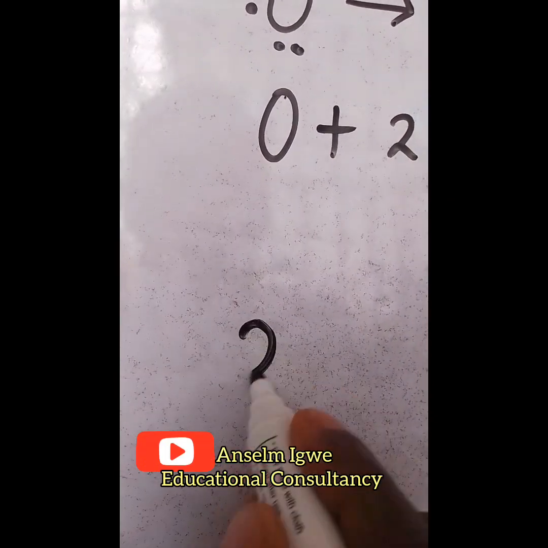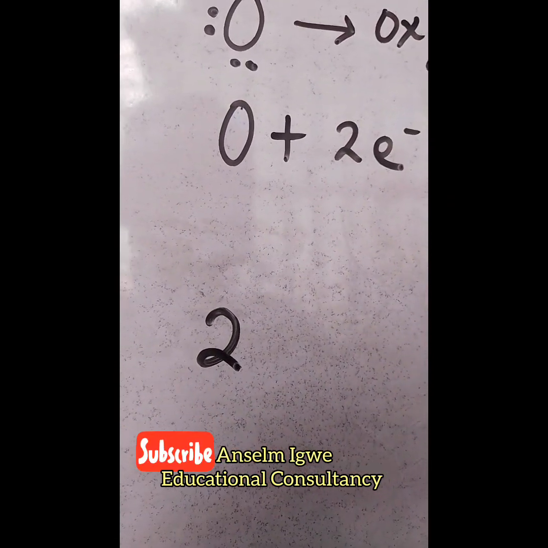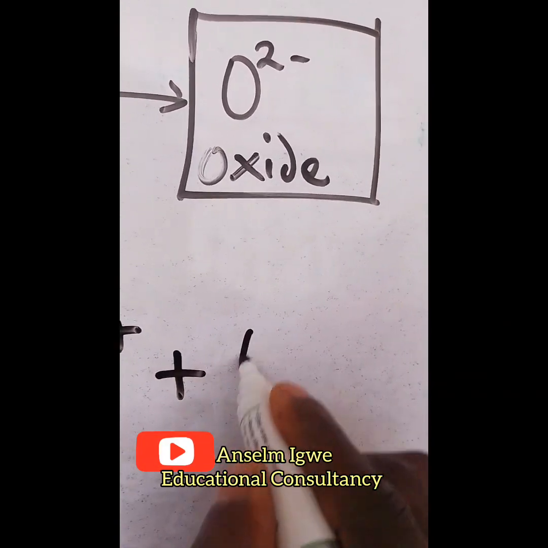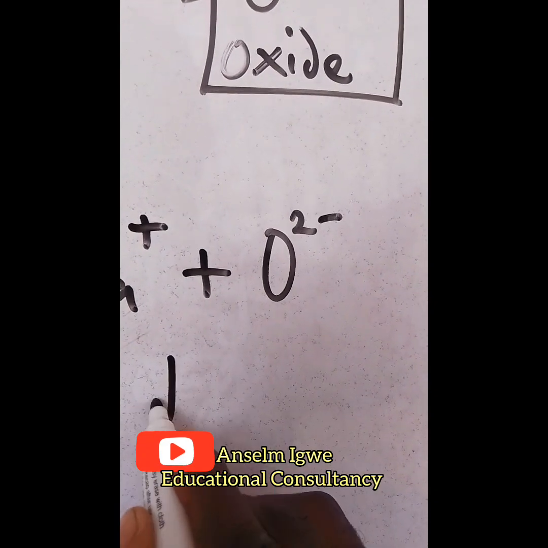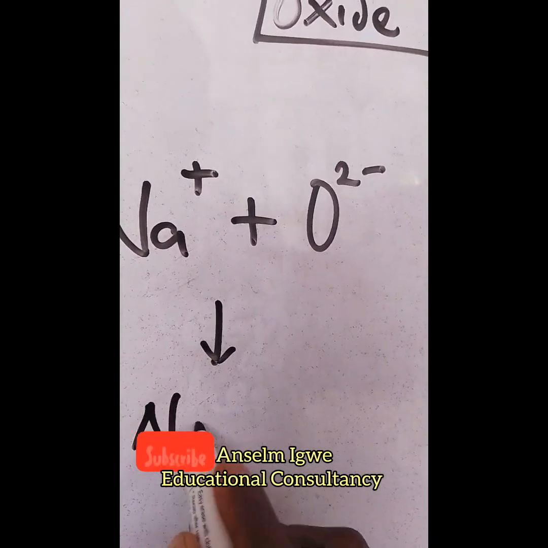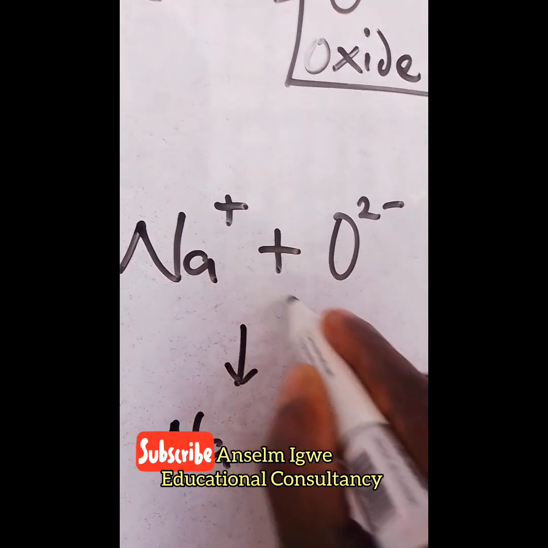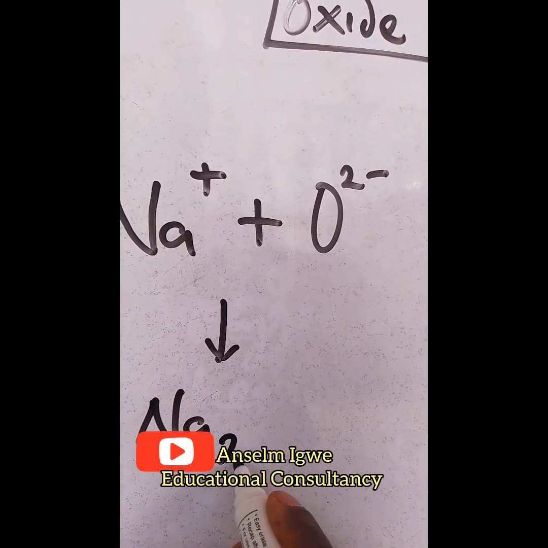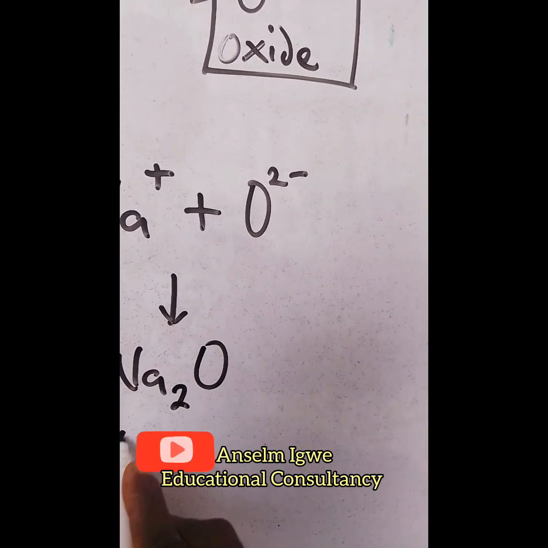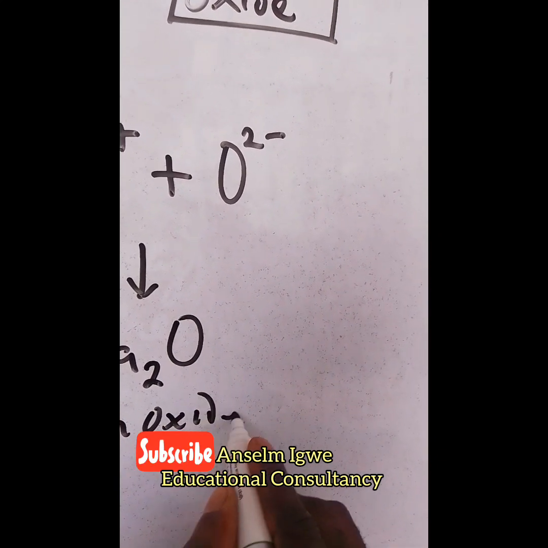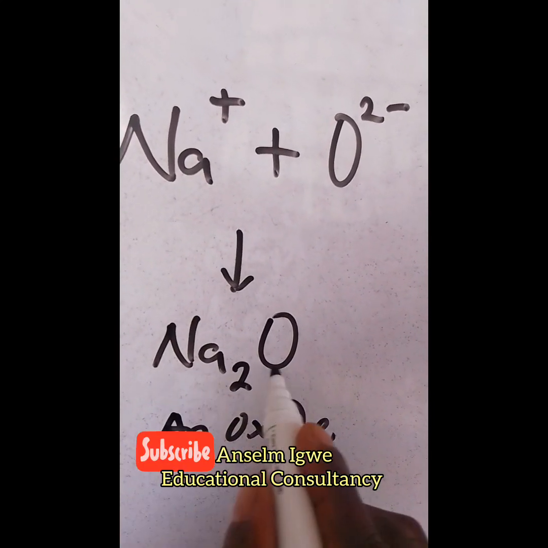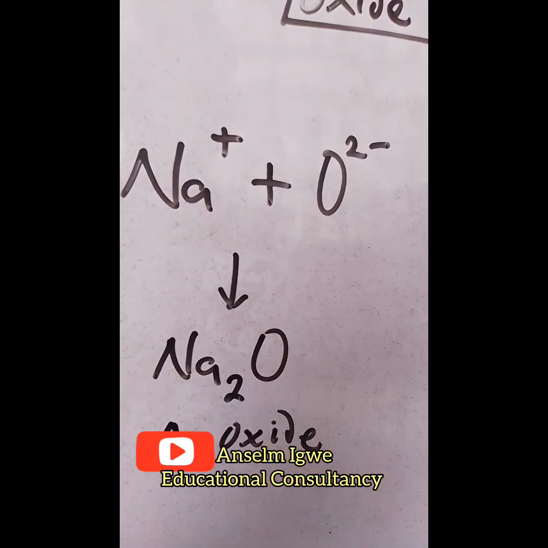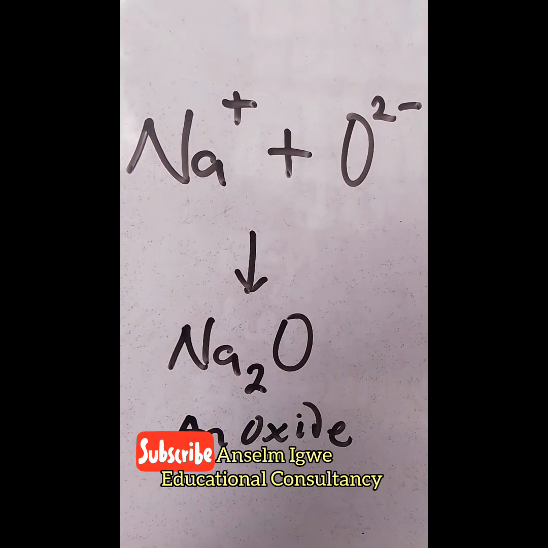Binary compounds are compounds that contain 2 elements. So, for instance, sodium ion combining with oxide ion, we form a binary compound. Sodium, 1 plus goes to oxygen, 2 minus comes to sodium, and we have Na2O. This is an oxide. Why? It is made up of 2 elements, sodium and oxygen, and one of the ions there is oxide ion. That is why it is an oxide.